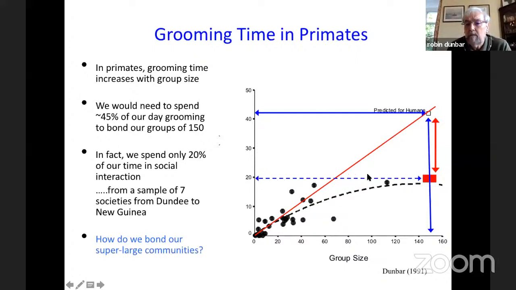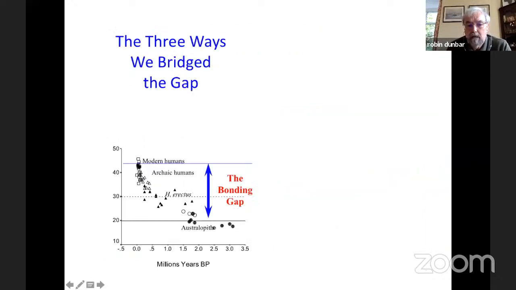That we have the same upper limit, but somehow we use that time more efficiently to effectively raise the equivalent amount of time up to that required for 45%. So the question is, how do we do it? Well, one of the essential problems here is that grooming in monkeys and in humans is very much a one-on-one activity. You cannot groom with several individuals simultaneously. Very, very occasionally it happens. It doesn't last very long.